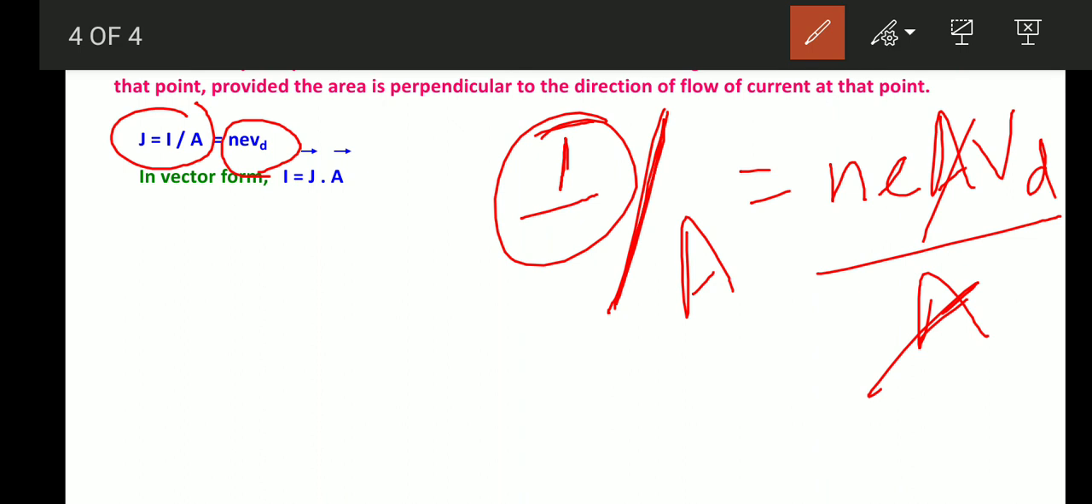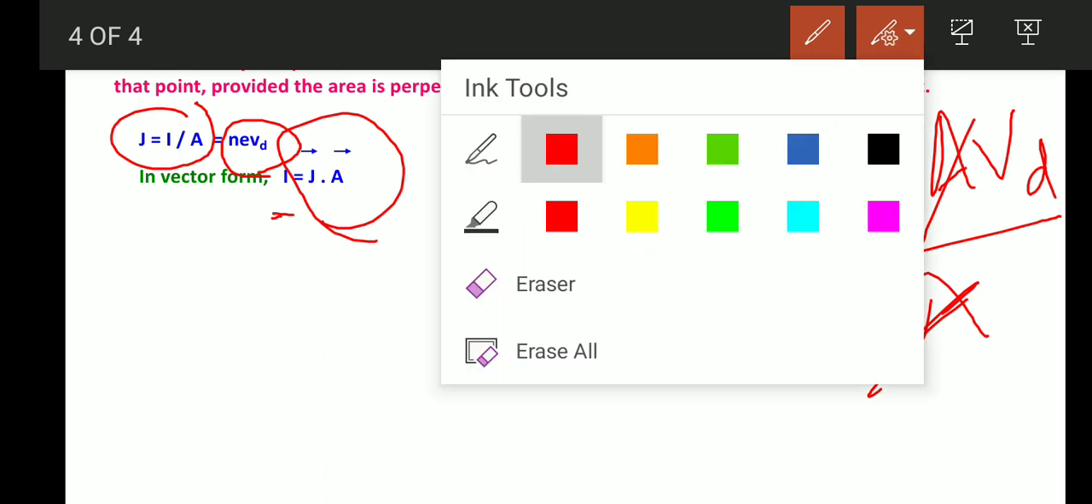In vector form, the current density is a vector J, and I is equal to J vector dot A vector. Since it is a dot product, the resultant will be a scalar. The dot product of two vectors will be a scalar.